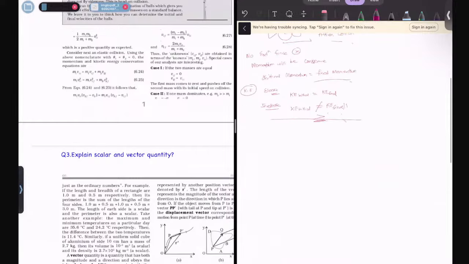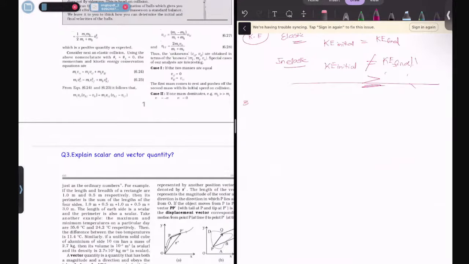Okay. So moving on to the next question, question number 3. What is a scalar quantity and what is a vector quantity? Okay, this I have explained to you so many times. Again, what is scalar and what is vector? So first I will give you a definition, then I will go for examples. So what is a scalar quantity? The physical quantity which has only magnitude. It doesn't have any direction. Direction is not defined for these physical quantities.